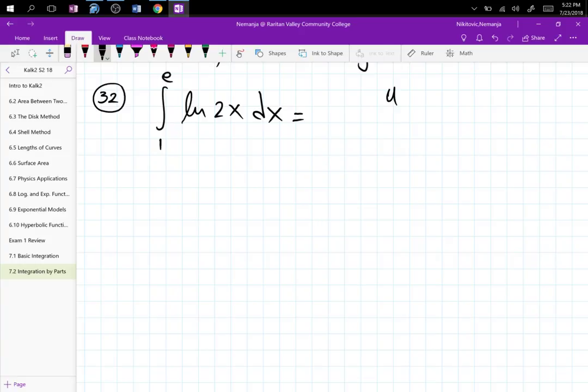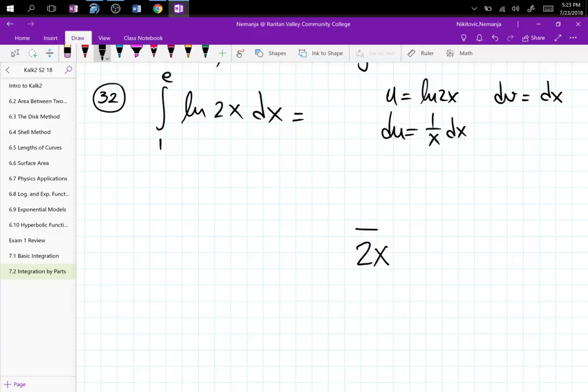So what's u? u is ln 2x. And what's dv? dv is the only thing left, which is dx. And what's du? 1 over 2x? No. It's 1 over x, because the derivative of ln 2x will be 2x on the bottom, the derivative of 2x is 2, and the 2 cancels, so it's 1 over x.